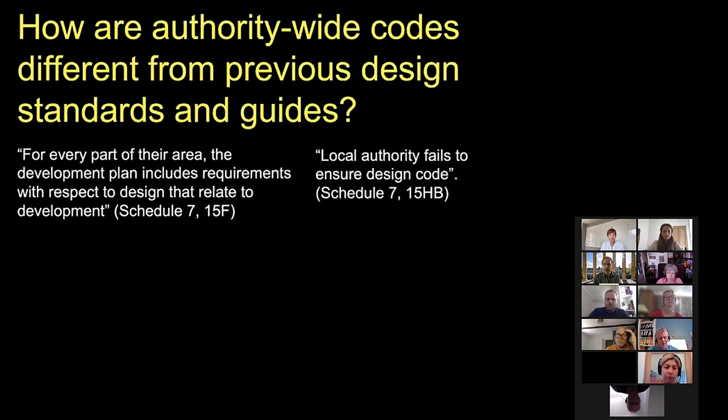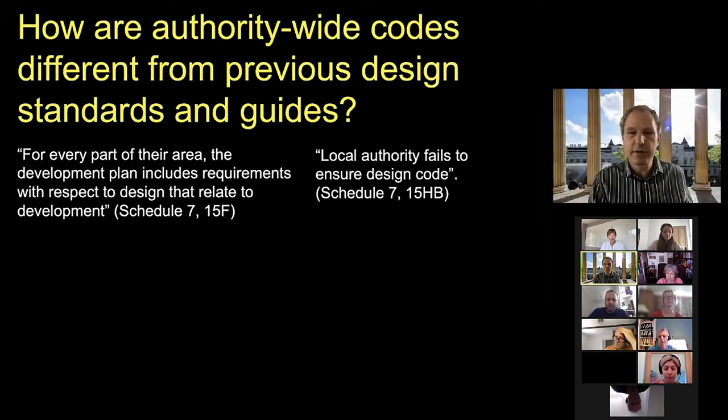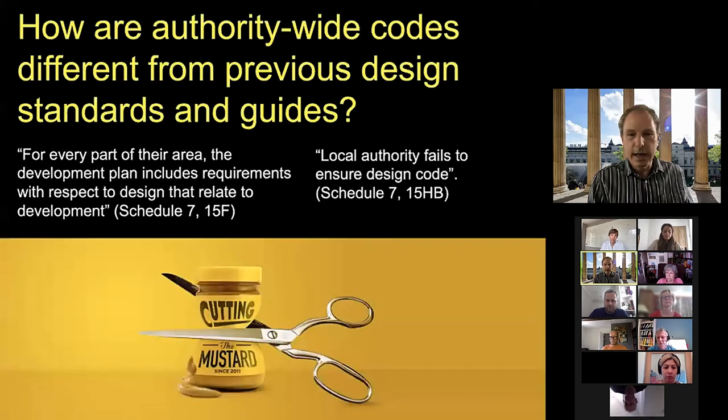And in fact, in a related clause, the Secretary of State reserves the right to intervene where a local authority fails to ensure design code. So authorities will need to carefully consider what they have and whether it cuts the mustard. They should also bear in mind that the clear expectation is for authorities to put in place a more effective regime of urban design governance. So the chances are whatever they have now probably won't cut the mustard.